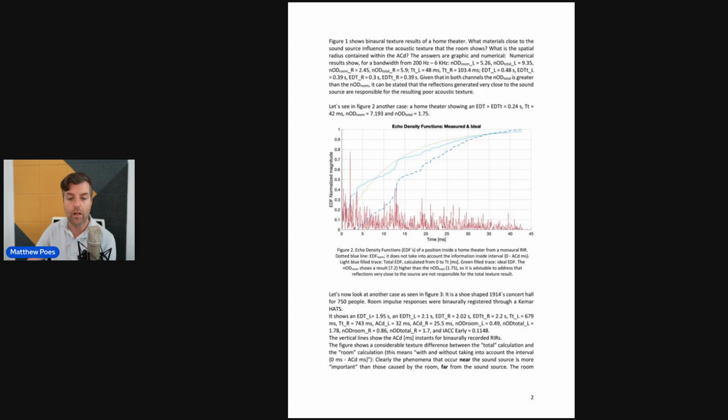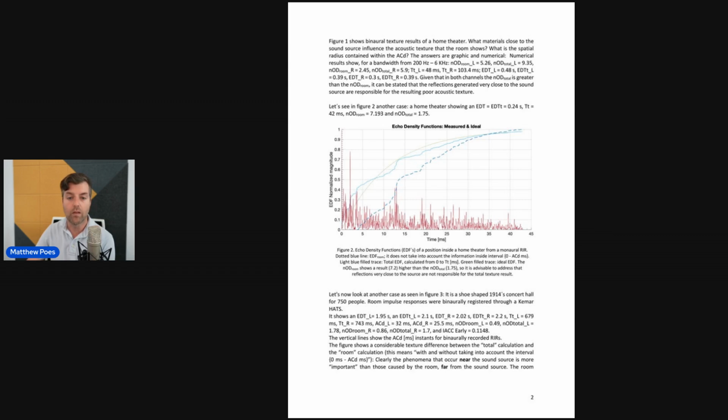It does not take into account the information inside the interval. The total early density function that was calculated, the green filled trace, the ideal EDF, the NOD of the room, and it shows a result that's higher than the NOD of total. So it is advisable to address that. Reflections very close to the source are not responsible for the total texture result.